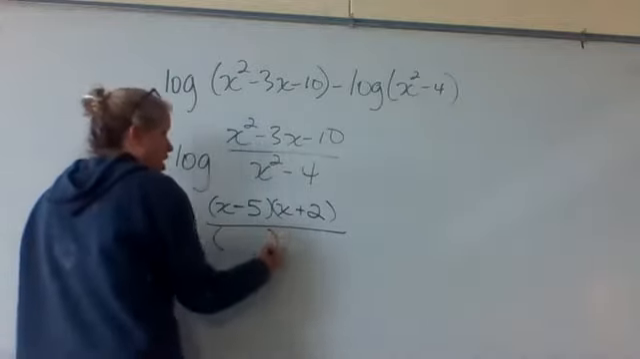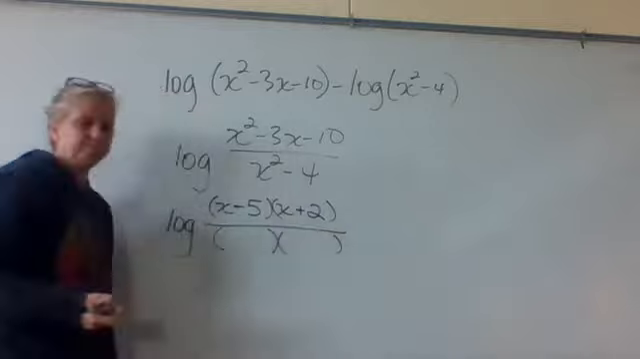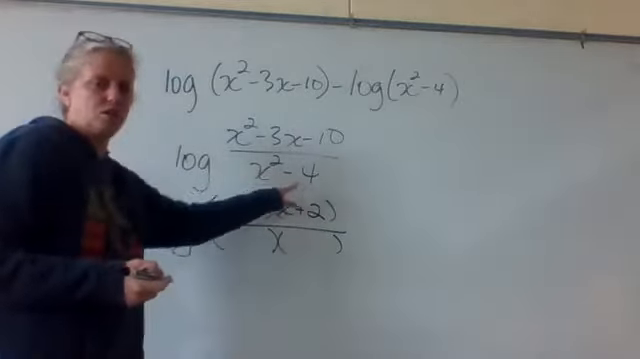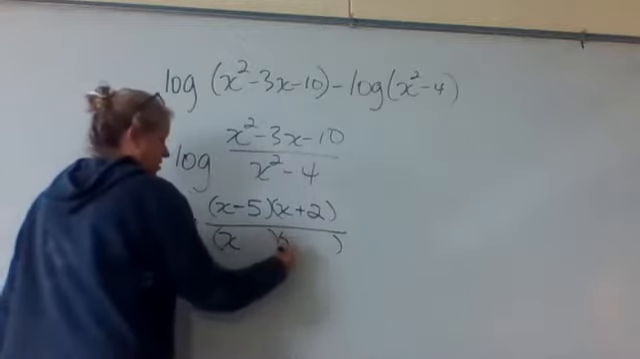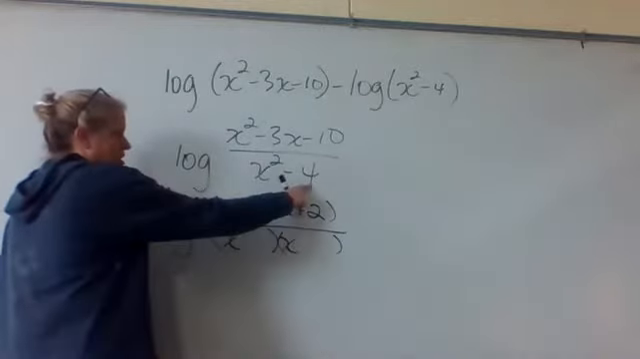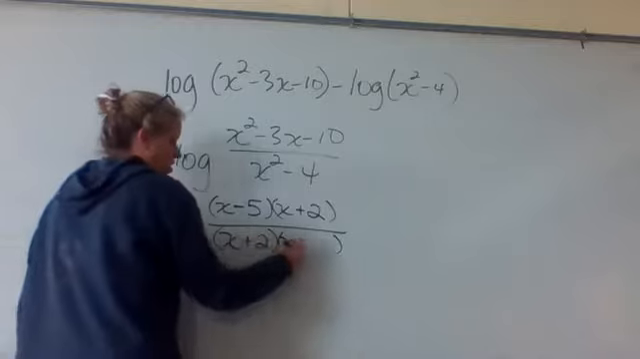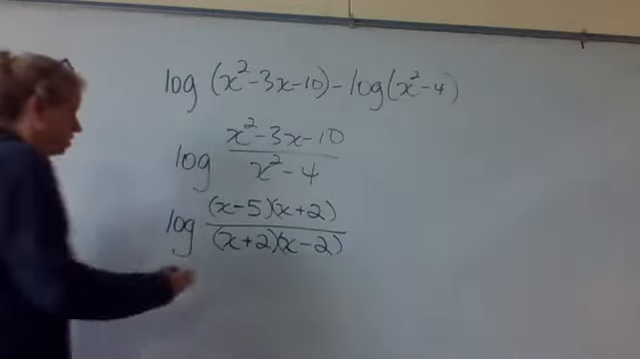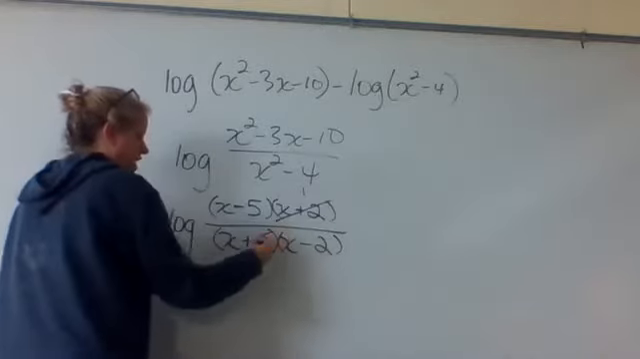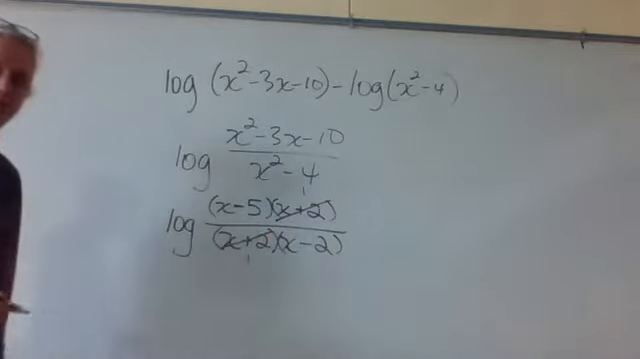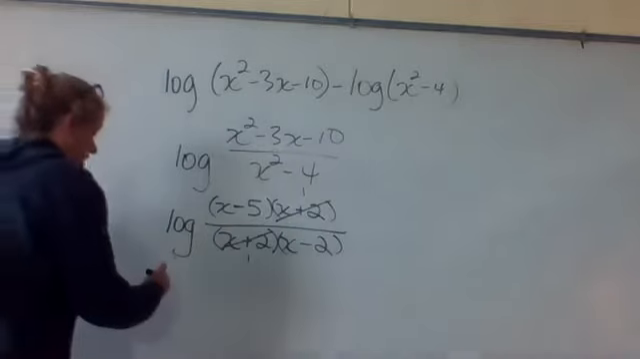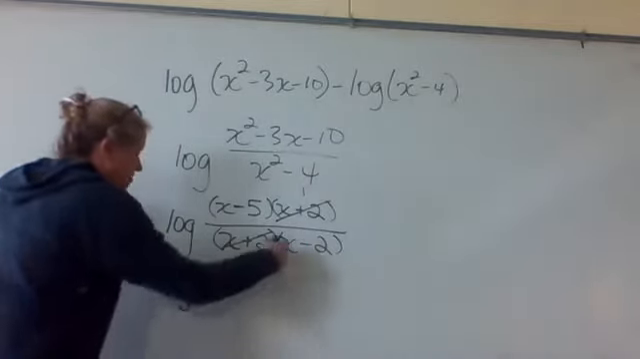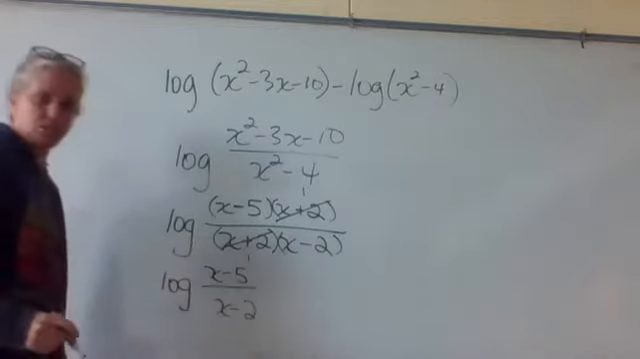The denominator also factors on this one. And it's a difference of perfect squares, right? So x and x for x squared, and to get that minus 4, you're going to need a plus 2 and a minus 2. So my x plus 2's cancel now. So I have log. At top, I have x minus 5. In the bottom, x minus 2.